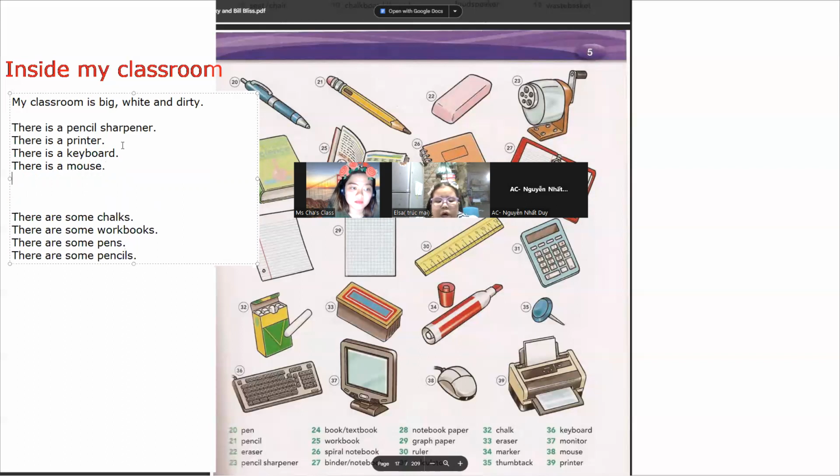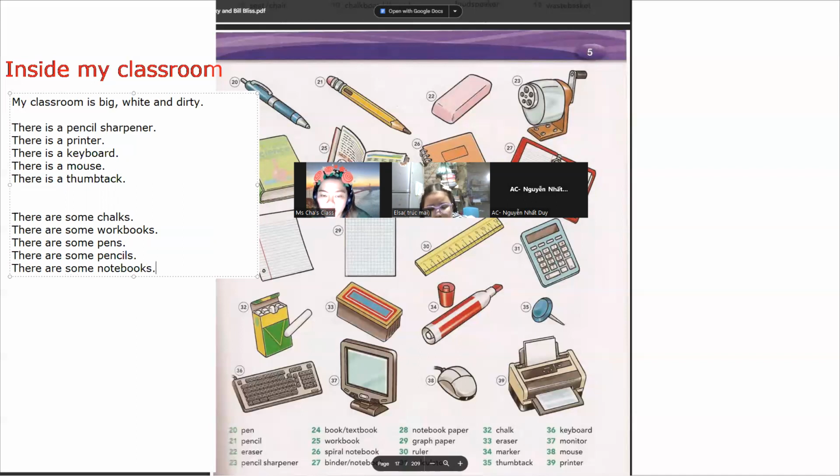There is a thumbtack. There is or there are? There is. Oh, only one. There is a thumbtack. There are some notebooks. What is missing? Notebooks. Where's your S? Notebooks. Okay, all right, good.